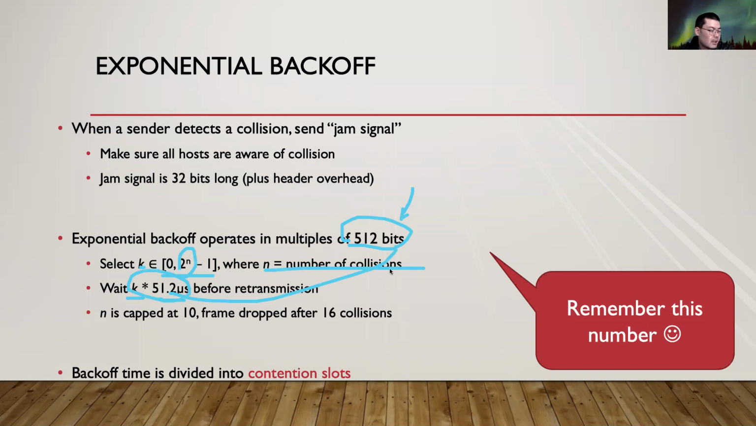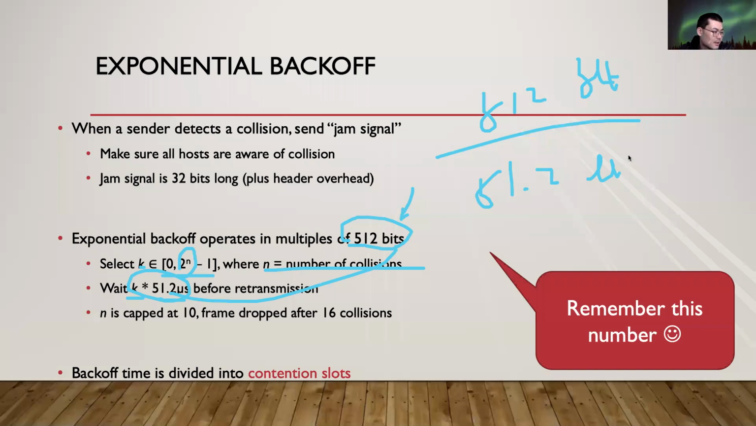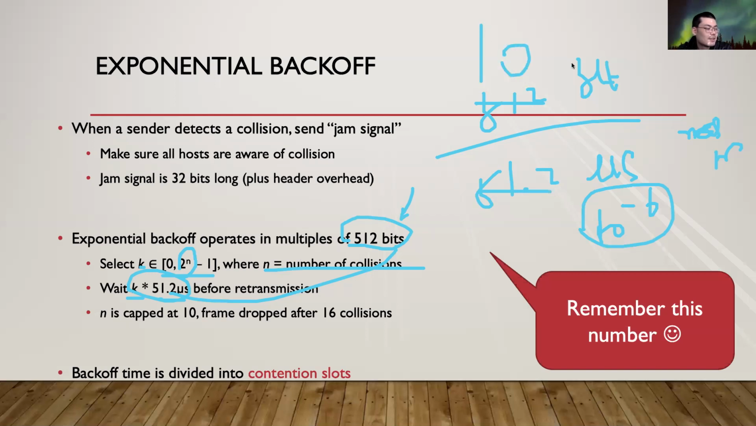If you want to see what Ethernet bandwidth we're targeting, it's very easy. We have 512 bits, and sending this is equivalent to using this amount of time, 51.2 microseconds, which is 10 to the power of -6 seconds. So this is 512 bits divided by 51.2 times 10 to the -6 seconds.